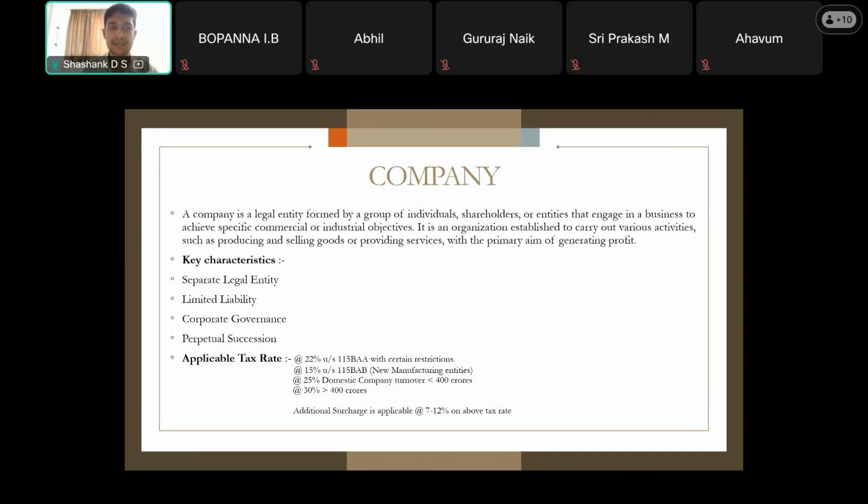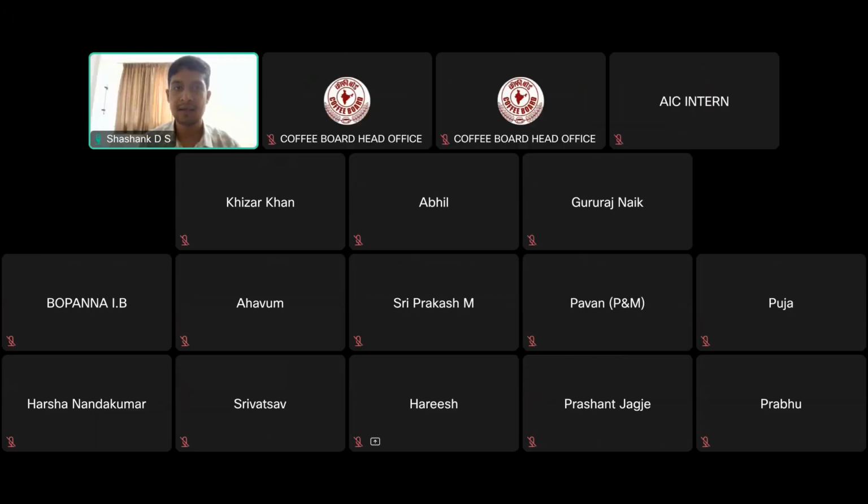And here as well, the limited liability concept is applicable, just like the limited liability partnership. So there is no concept of unlimited liability. Then there is corporate governance. The management and day-to-day operations can be handled by directors, and the shareholders need not be involved. This is the major difference between a company and a partnership firm. In a partnership firm, the partners are directly involved in the operations of the business, and they are the owners.